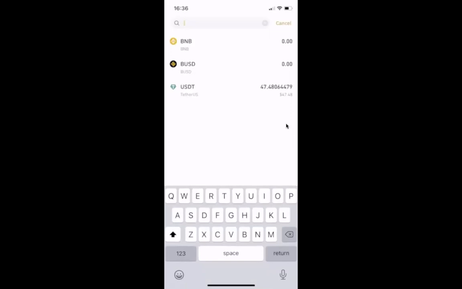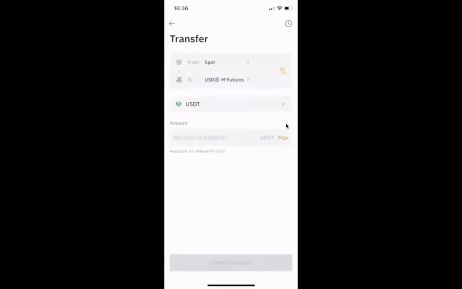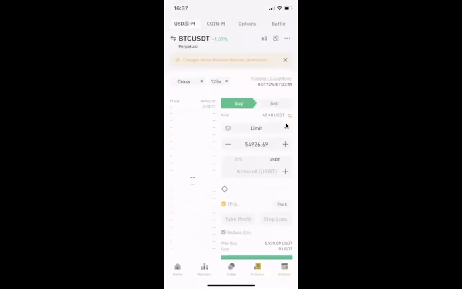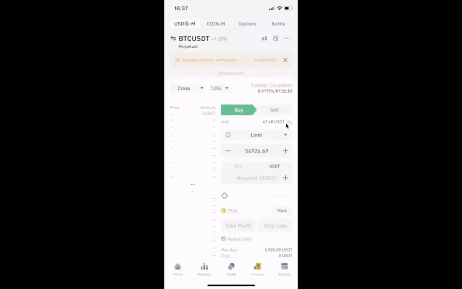USDT, okay. Max. All right, so we are transferring our USDT from spot to futures. Confirm transfer. Let's go to our futures and check whether it's there or not.